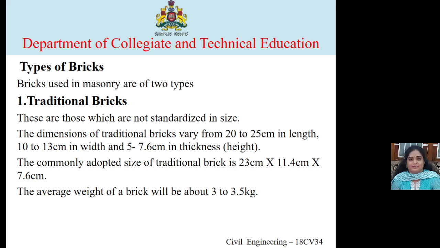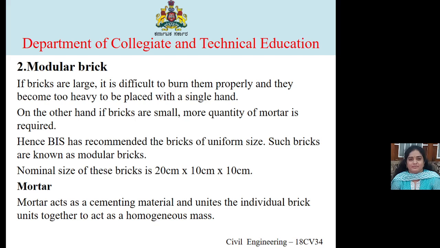If you are using traditional bricks, these are the properties. Next is the modular brick. If the bricks are large, it is difficult to burn them properly and they become too heavy to be placed in a single hand. On the other hand, if the bricks are small, more quantity of mortar is required. Hence, BIS, the Bureau of Indian Standards, has recommended bricks of uniform size. Such bricks are known as modular bricks. The nominal size of the bricks is 20 centimeters by 10 centimeters by 10 centimeters. So these are the two different types of bricks available to make masonry.